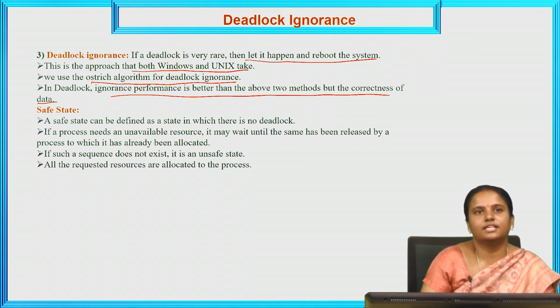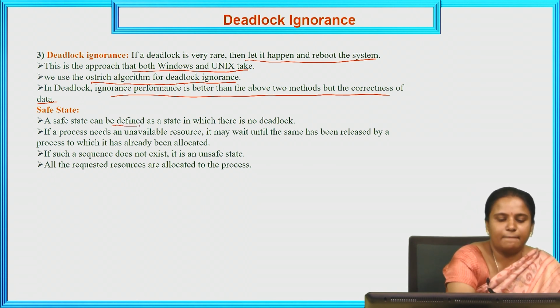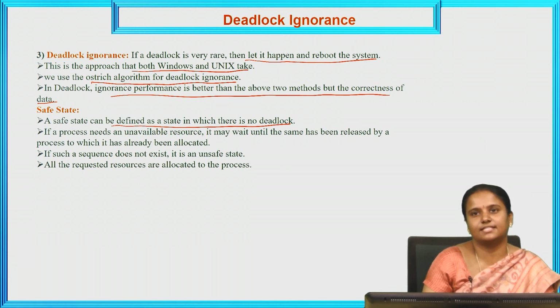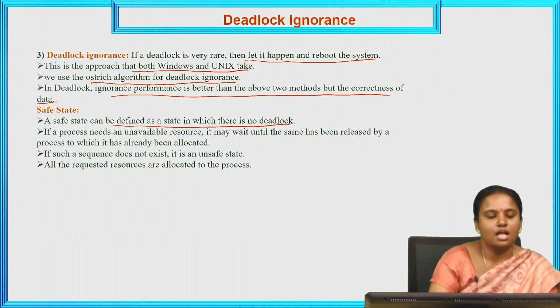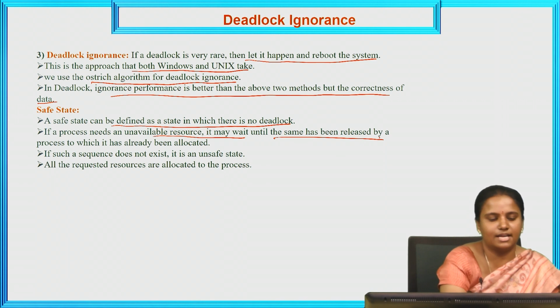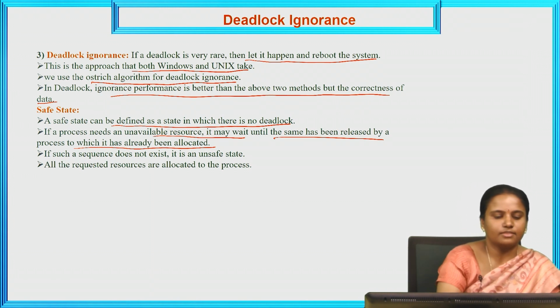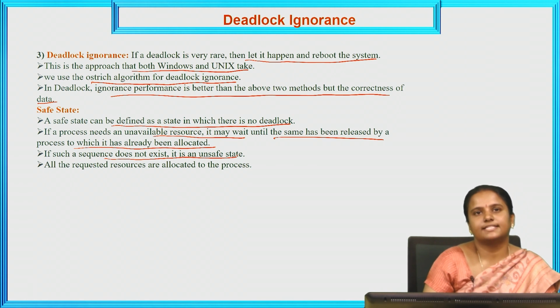What is the safe state for deadlock? A safe state can be defined as a state in which there is no deadlock. Safe, as the name itself says, means there is no occurrence of deadlock. If a process needs an unavailable resource, it may wait until the resource has been released by a process to which it has already been allocated. If no such sequence exists, it is an unsafe state.